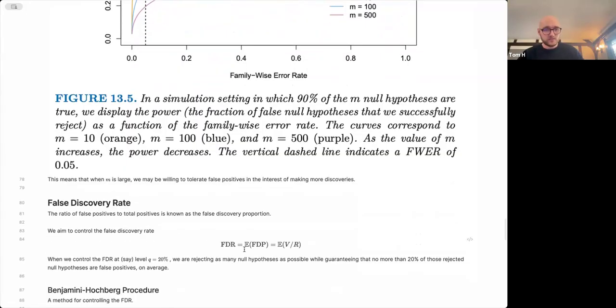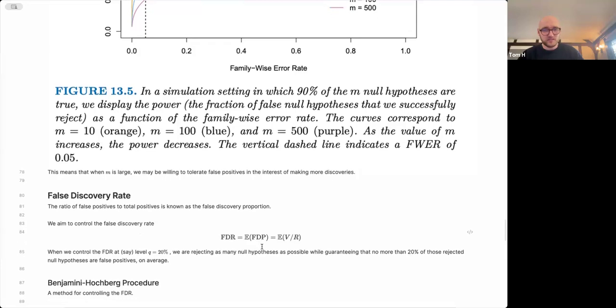And the false discovery rate is the expected value of, I forgot what the P stands for now, false discovery proportion, I think, which is the expected value of V over R, where V is the number of type 1 errors and R is the total number of rejected hypotheses.